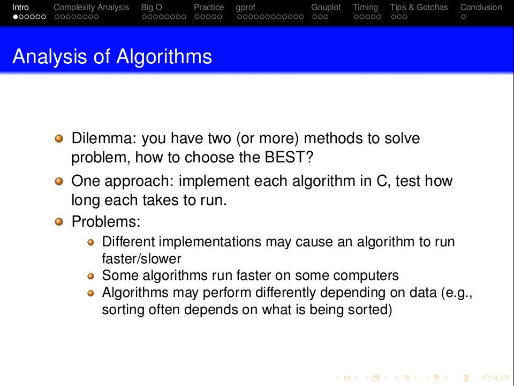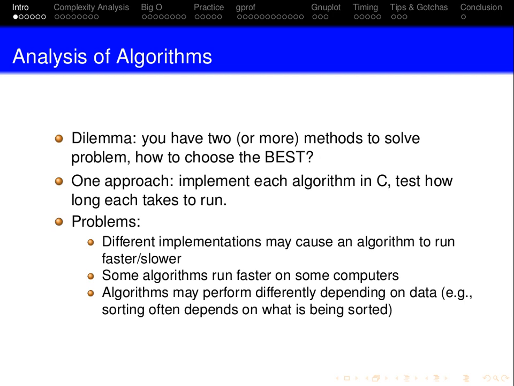Okay, so what's the usual dilemma here? You have two or more methods to solve a problem. How do you choose the best one? Well, hopefully most of us would think, okay, let's just write it in C or whatever and test how long each one runs, which is not necessarily a bad way to go about it, but there are some significant issues with it.